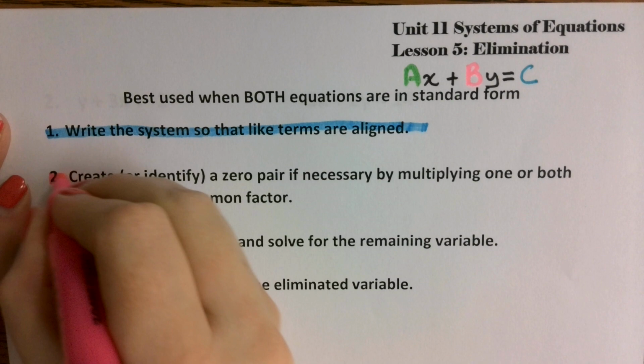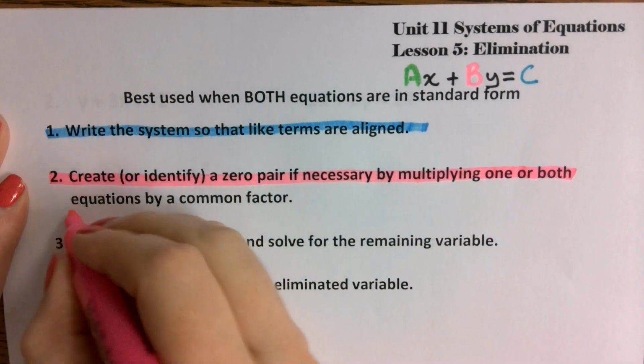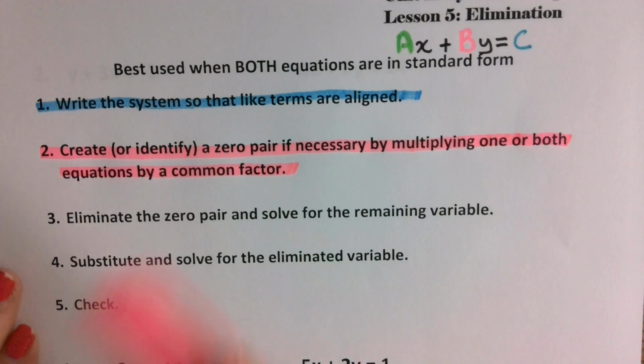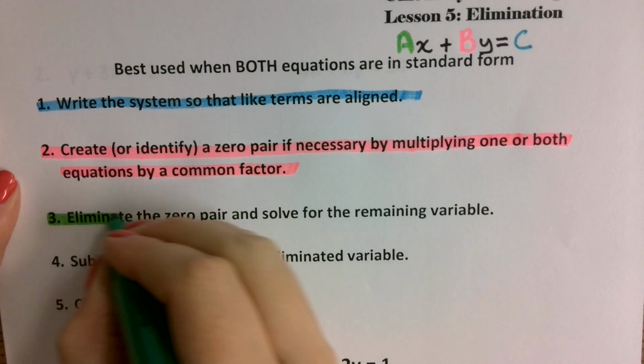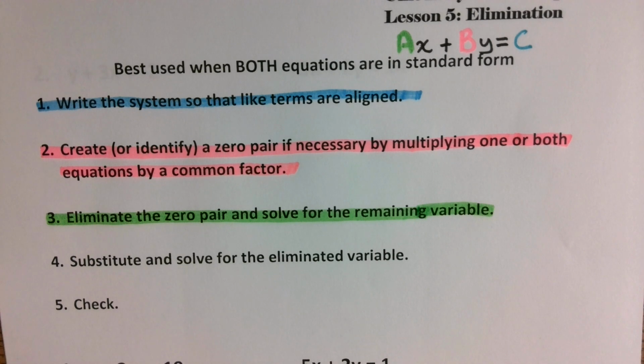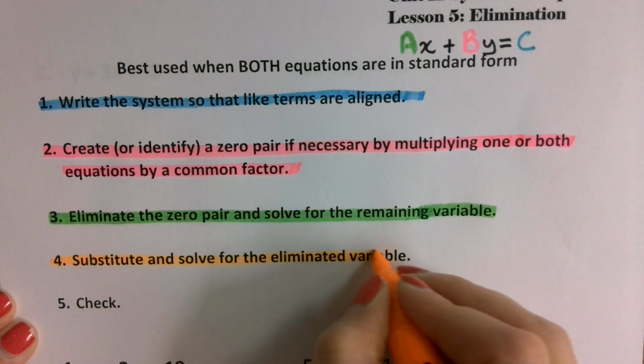Step 2, I'm always going to use my pink to work through. So if I'm identifying or if I'm having to create common multiples or least common multiples and multiplying by a common factor, I'm going to do that in pink. In green is when I'm going to go ahead and eliminate whatever the zero pair was. So you'll see that process happen in the green. My purple, actually no, not my purple, we'll do the orange. My orange is going to be me substituting and solving.